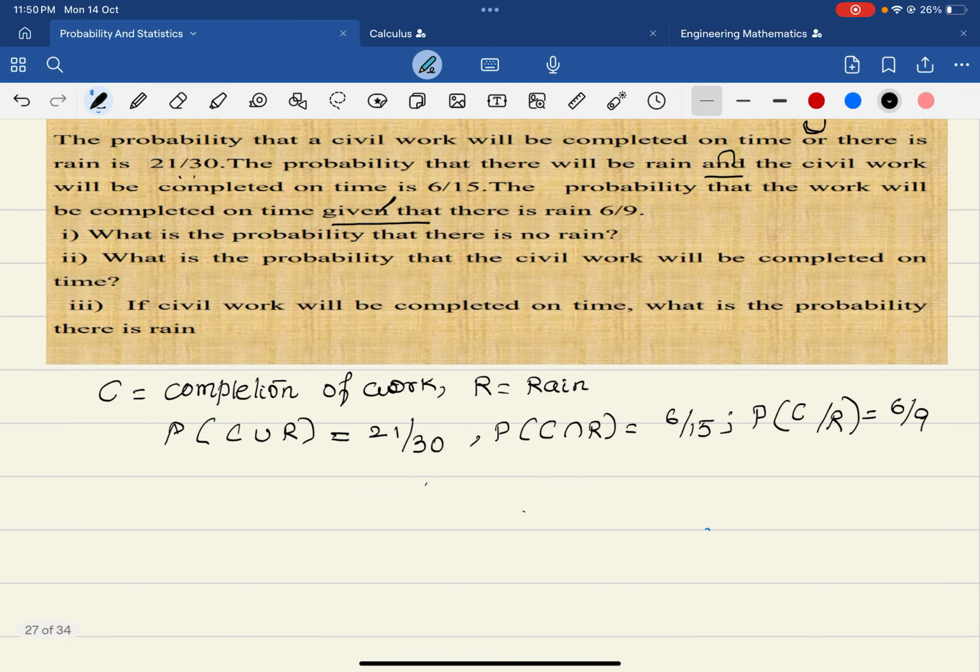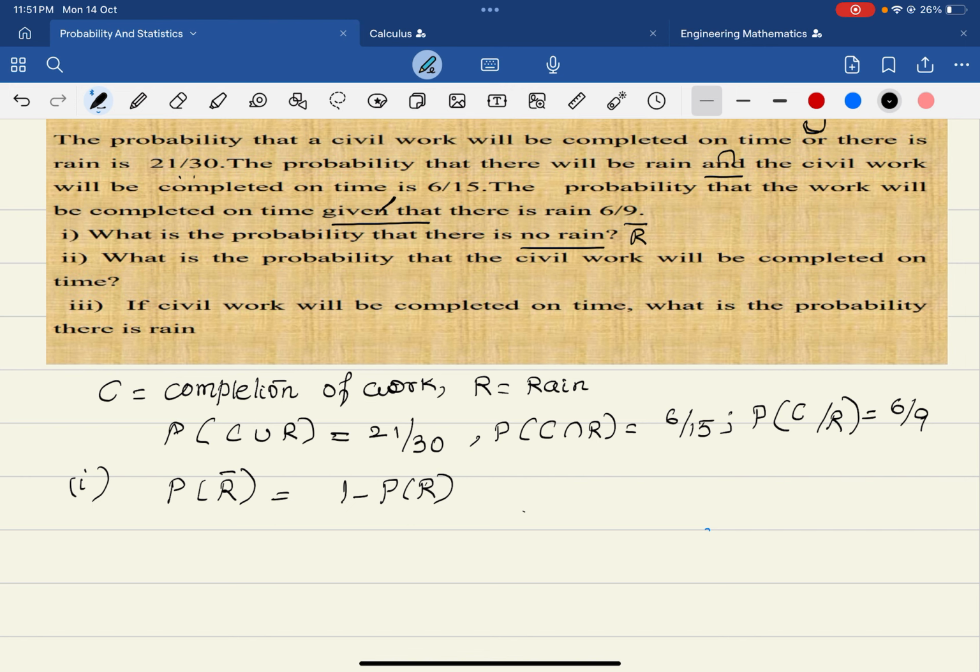Okay. Now what is the probability that there is no rain, is the first question. What do you mean by no rain? Rain means R. No rain means R bar, correct? The complement of R. So what is the probability of R bar? It is 1 minus P of R.